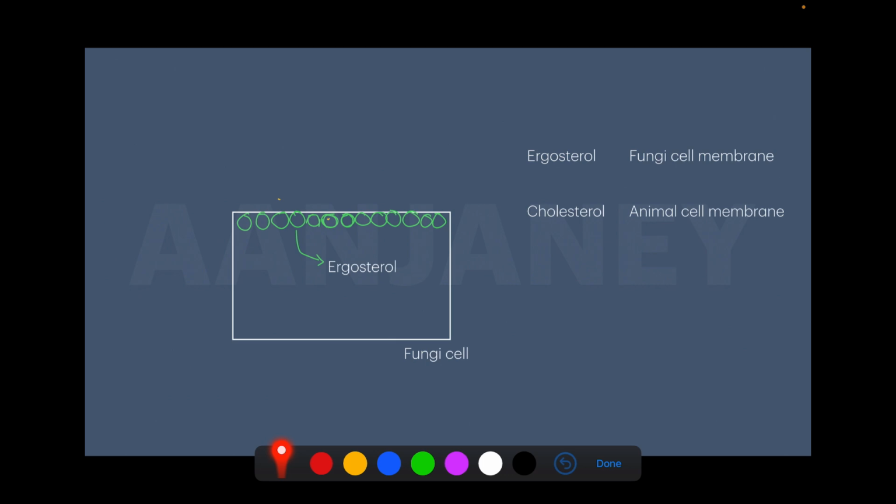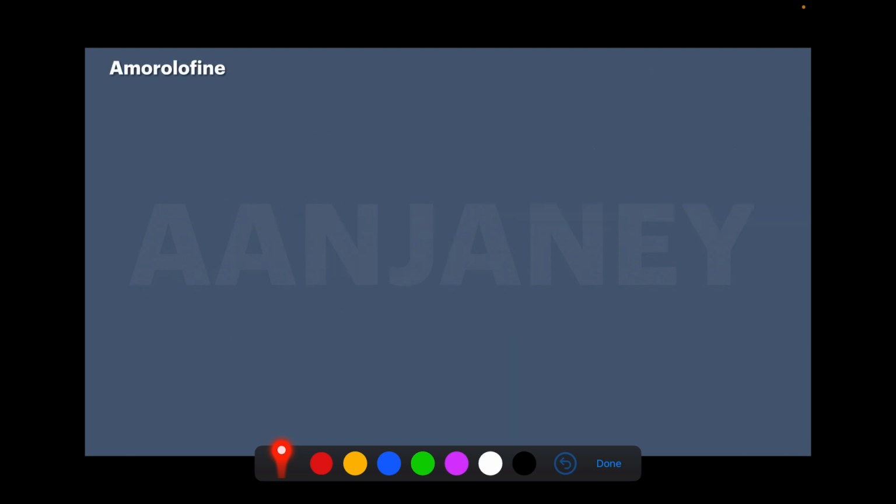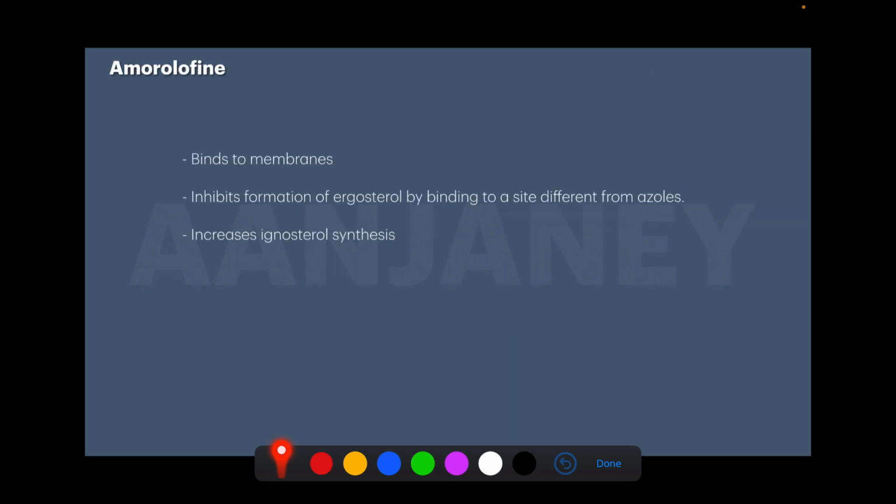Before going with the third drug, we have to learn some basics. The fungal cell membrane is made up of ergosterol, like in animal cells we have cholesterol. In the same way, the fungal cell membrane has ergosterol. So this third drug, amorolfine, is going to inhibit the formation of ergosterol. What it does is it binds to the membrane and inhibits ergosterol formation.